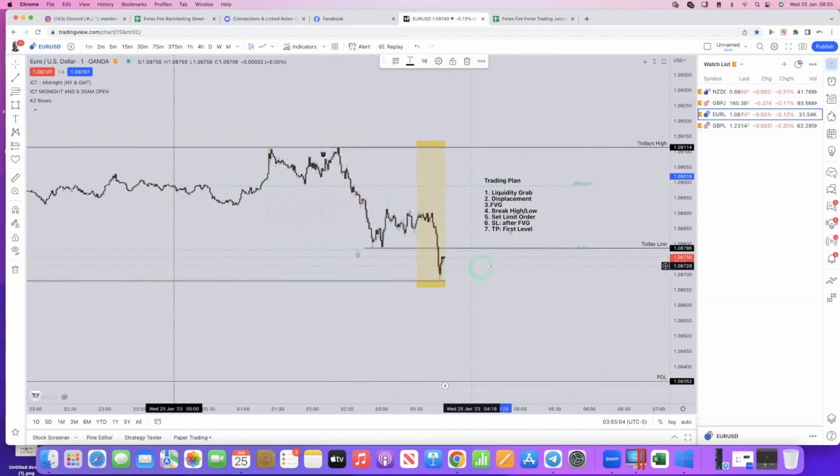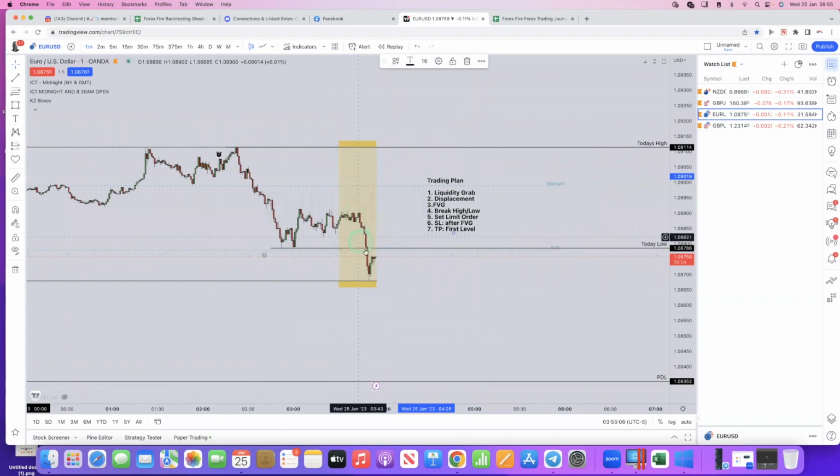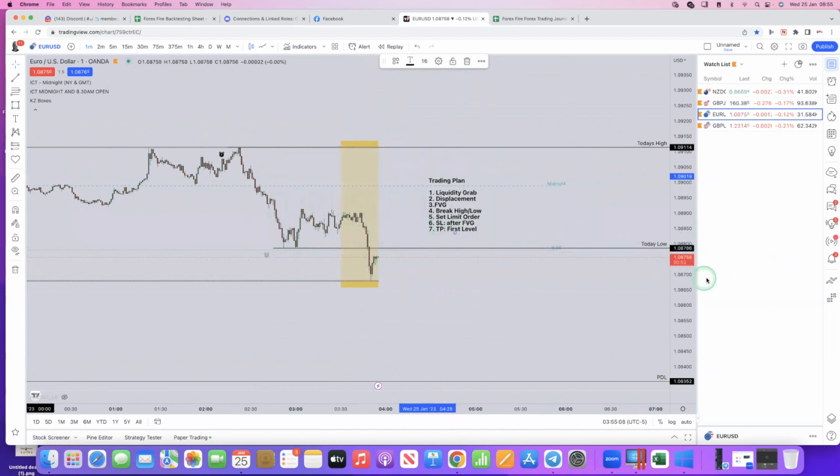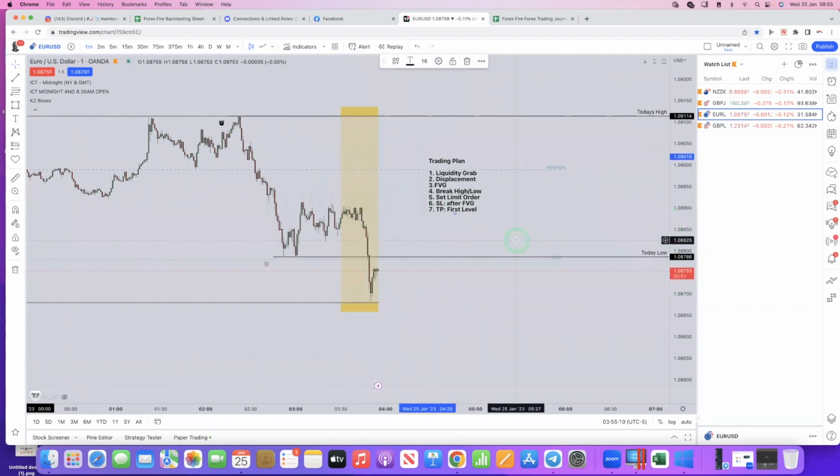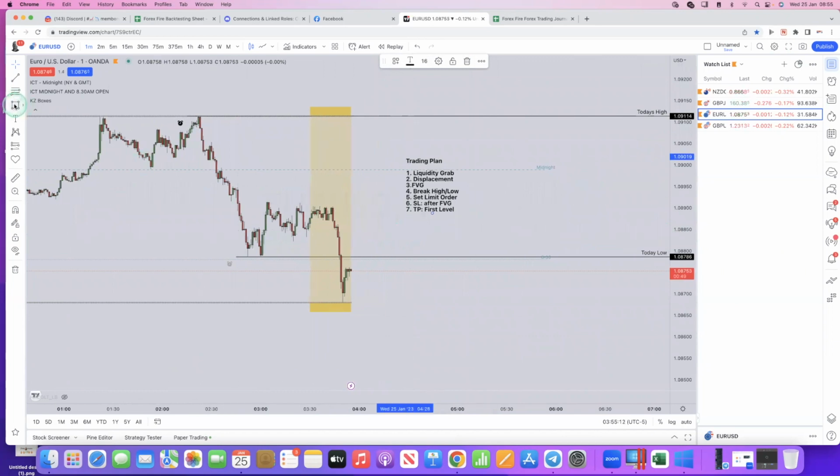So we've had a liquidity grab here. We've had a nice big displacement. So I'm just waiting for a couple of things. Just going to identify a few areas where we've got some imbalance.